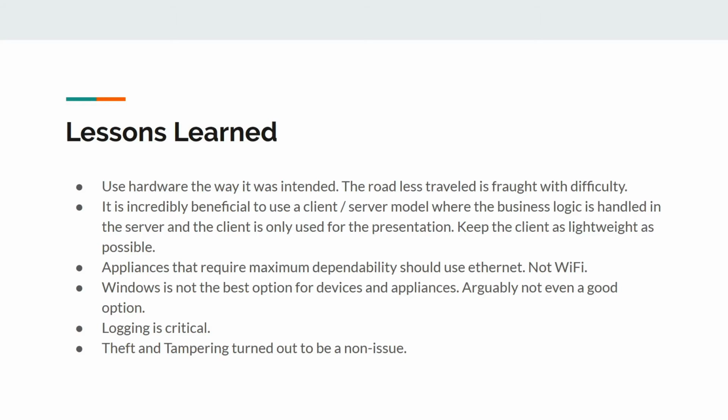Another thing is that it's incredibly beneficial to use a client-server model. And the reason for that is, as my story progressed, you could see I went from one client application to another, to another, to another, and I hardly had to change any server code. And server code that I did change was not related to the client changes, unless there was some new feature request that I added.